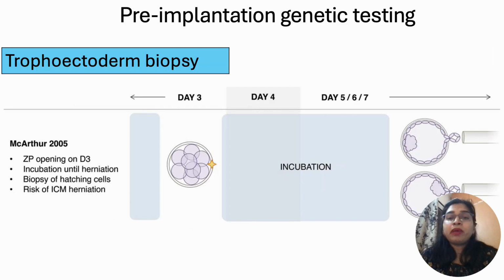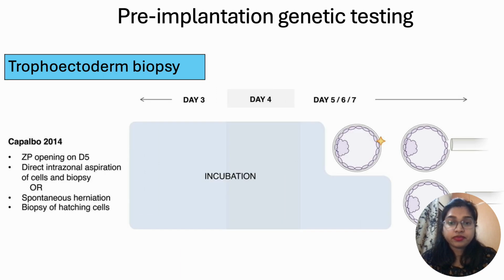So there are 3 methods of doing trophoectoderm biopsy. First method is we have to open the zona pellucida opening on day 3. Then we have to incubate it until herniation occurs. Once herniation occurs, we can take the biopsy of the hatching cells, but there is a risk of inner cell mass herniation in this.